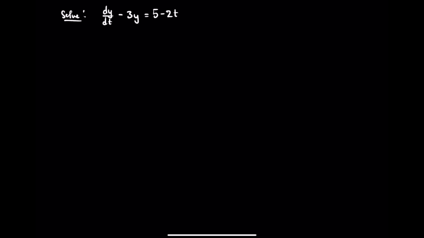Okay, let's do this. So first thing we've got to do is put this equation into standard form. So y'(t) minus 3y(t) equals 5 minus 2t, right? This is in standard form.